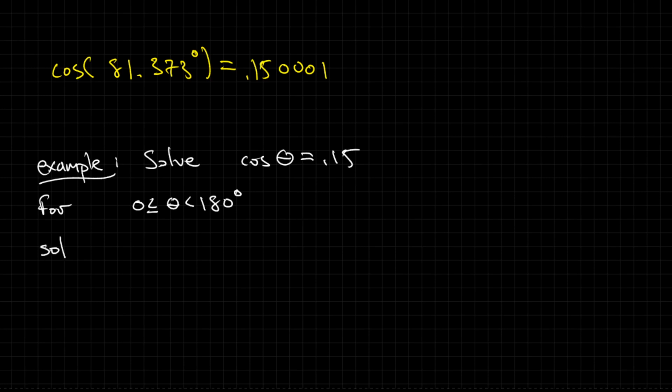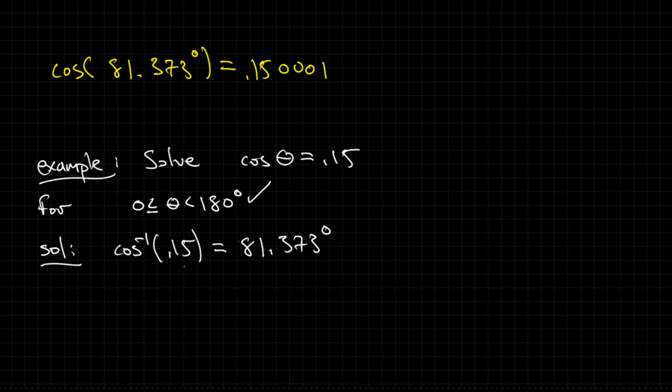Then what I can do is use the inverse cosine function, do cosine inverse of 0.15, and then the output will be an angle theta. It will be between 0 and 180 degrees, and it will be such that cosine of that angle is 0.15. So my answer would be cosine inverse of 0.15, which is 81.373 degrees.